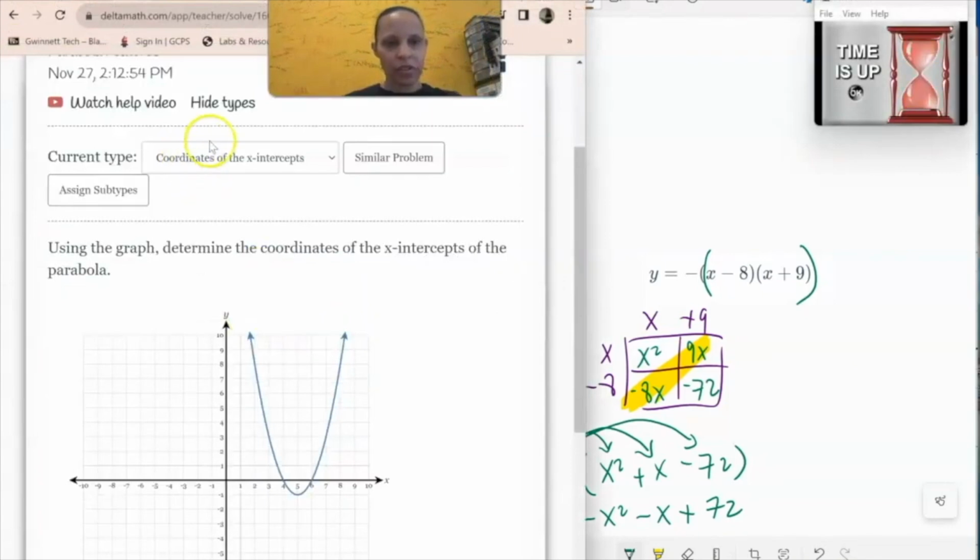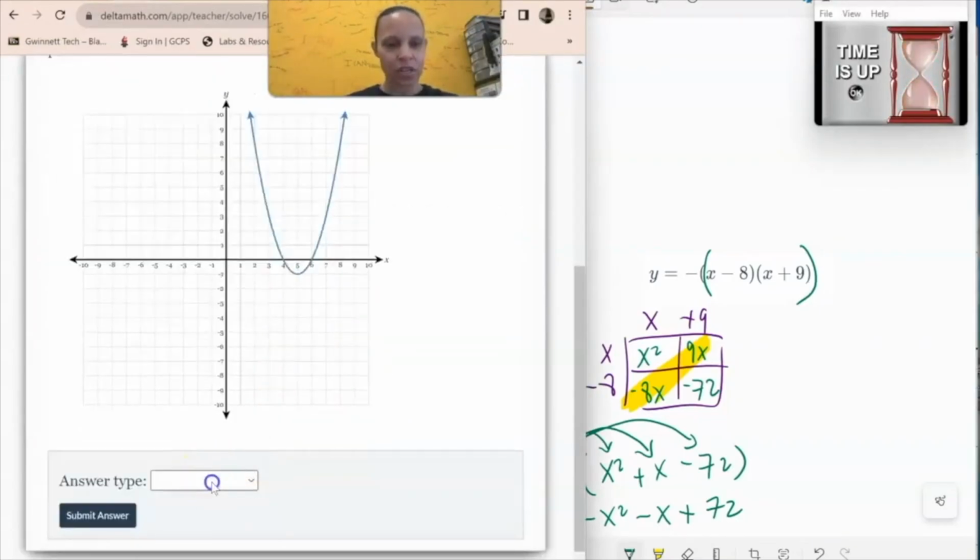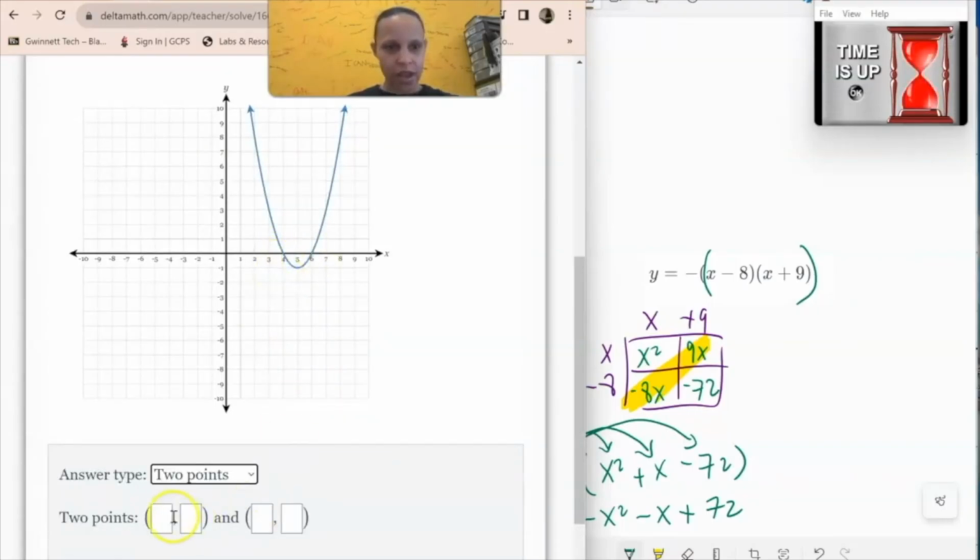All right, what if I'm looking for the x-intercepts? So I'm going to look where this graph, the blue graph, crosses the x-axis. So this is going to be at 4 and at 6. And how do I write that as a coordinate? It's going to be 2 points because it crosses twice at 4, 0, because it goes x and then y, and at 6, 0.